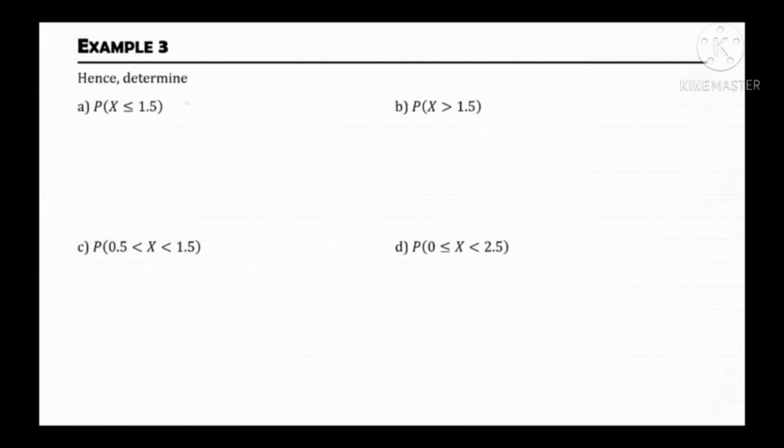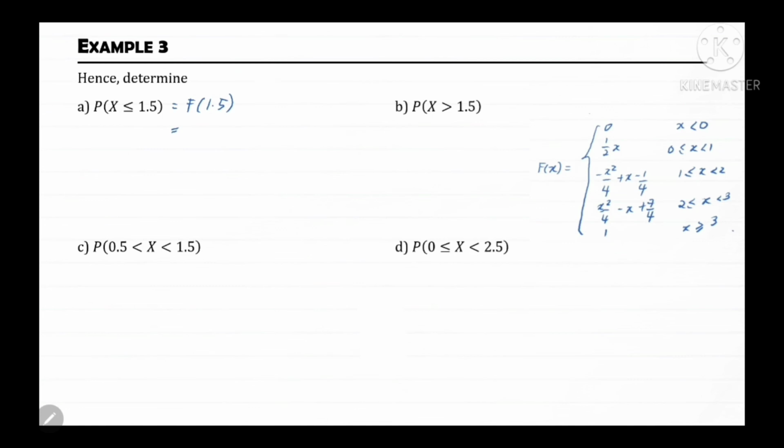Hence, determine A, probability x less than or equal to 1.5. So probability x less than or equal to 1.5 equals F(1.5). From the function, 1.5 is between 1 to 2. So the function is negative x squared over 4 plus x minus 1 over 4, with x as 1.5. So equal to 11 over 16.